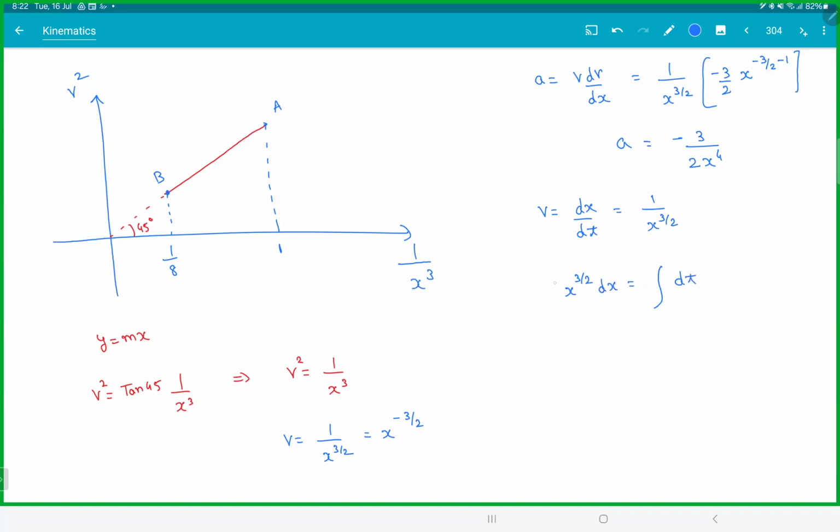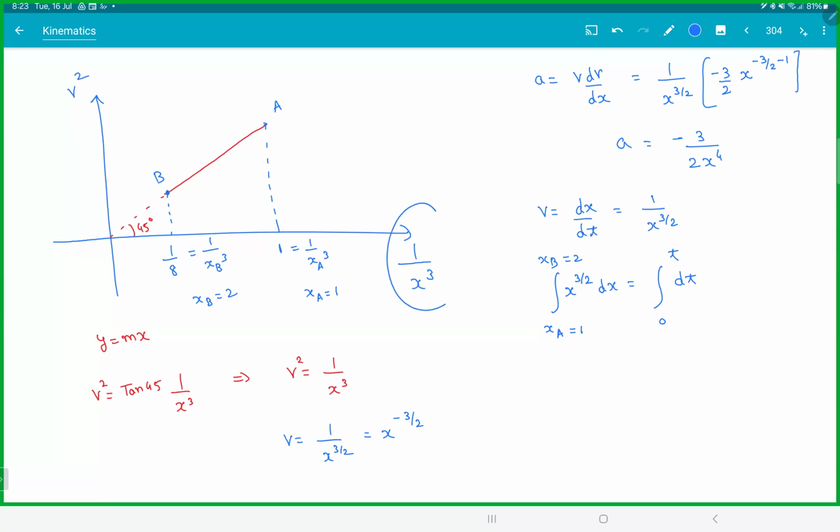Now this is where something gets interesting. You want to go from 0 to t, and you are going from A to B. What is xa? Understand this. This is 1 by xa cube, so xa is 1. This is 1 by xb cube, xb is 2. Limits are not 1 to 1 by 8. You said you're going from A to B, so x coordinates you have to take. So xa is 1 and xb is 2 actually. Xb is not 1 by 8. 1 by 8 is 1 by xb cube. Hope you're getting the limits part.